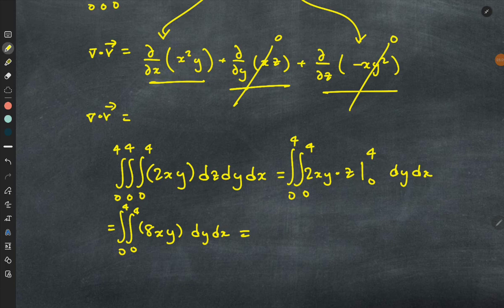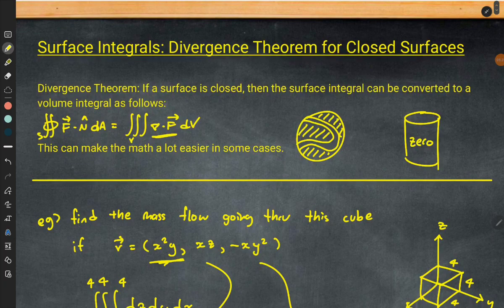Now, the integration is simple, so I'm just going to write down the answer. It's 512. So this is going to be a short video because there isn't much to say about the divergence theorem. I'm just going to summarize what I went over.